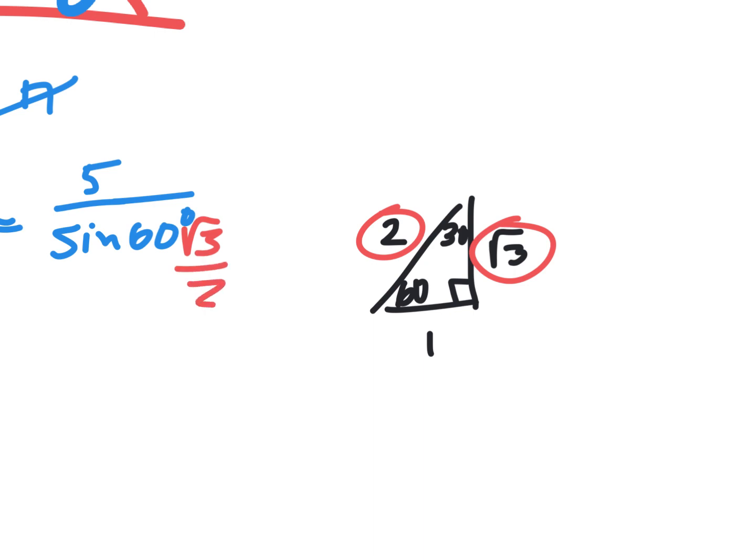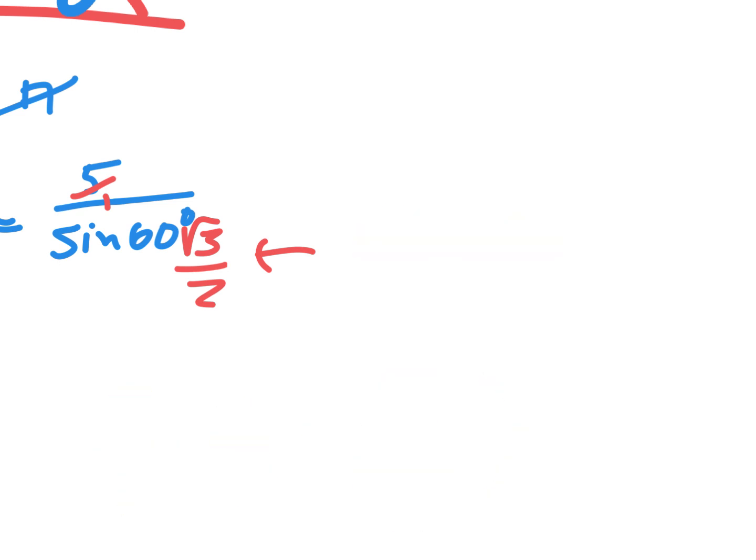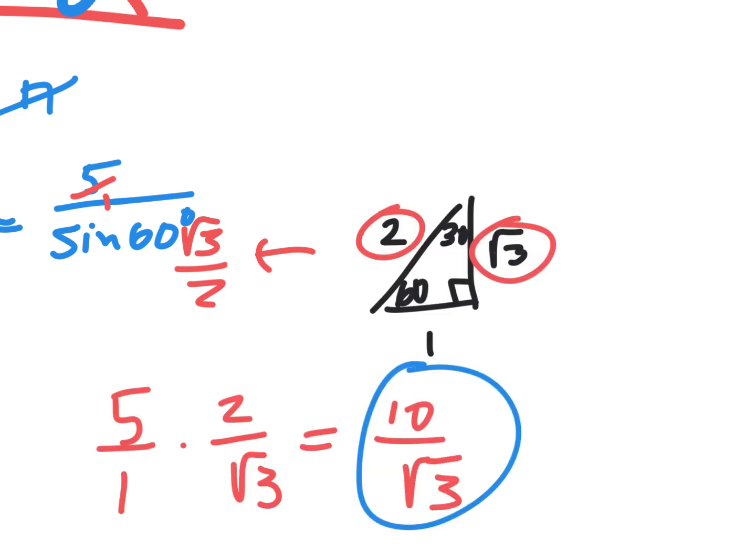Next of the million little things you have to know is if you have a fraction over a fraction. 5 is like 5 over 1. Then it's 5 over 1 times, flip this one, 2 over root 3. So that's 10 over root 3. Can you leave it that way? Yes, you can. Could you also rationalize it? Yes, you could. Some super smart kids are going to be like, I'm going to multiply by square root of 3 over square root of 3. And you don't have to do it. And there's my answer.